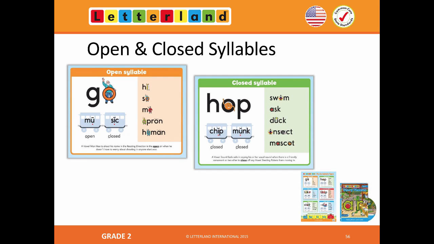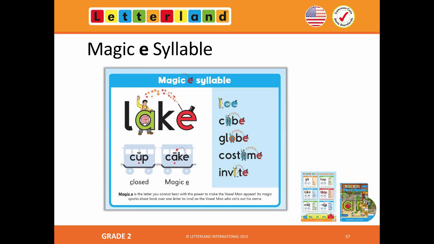We've already introduced the closed and open syllable types, but for all of the syllable types, full explanations can be found in the Teacher's Guide and on video clips found on our website. In Letterland, we explain the split digraph spelling pattern with reference to the magic silent E.